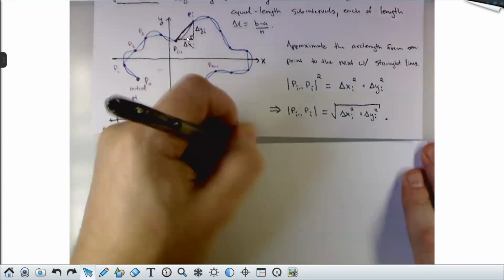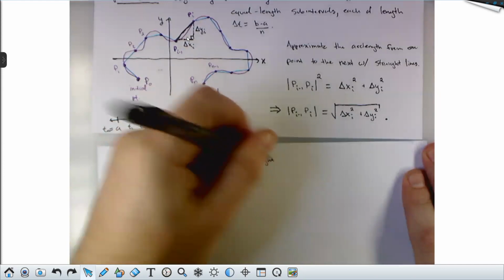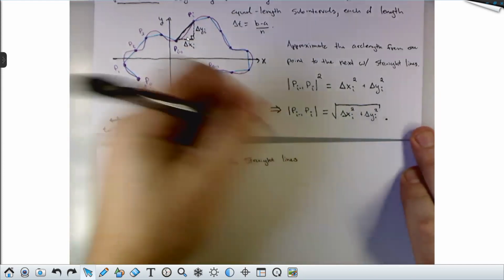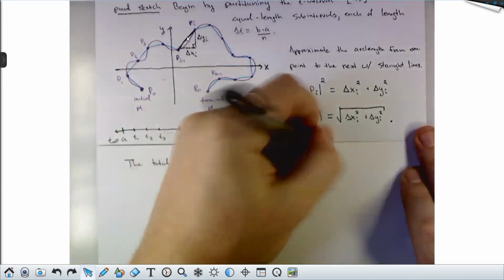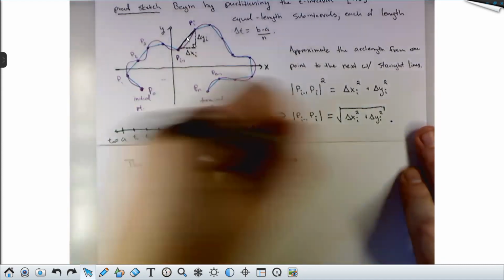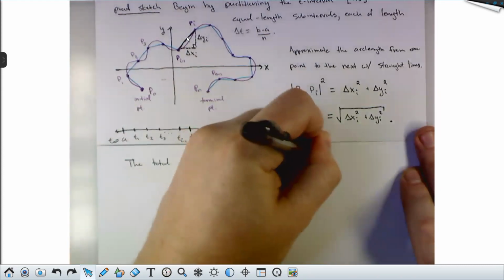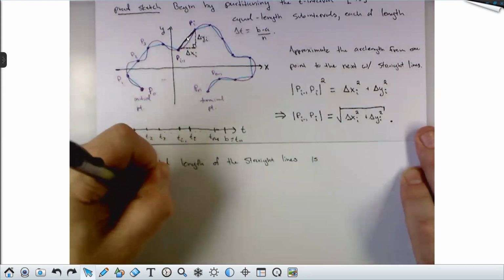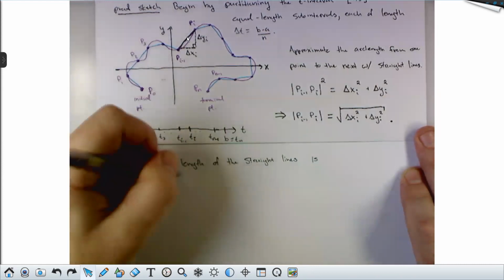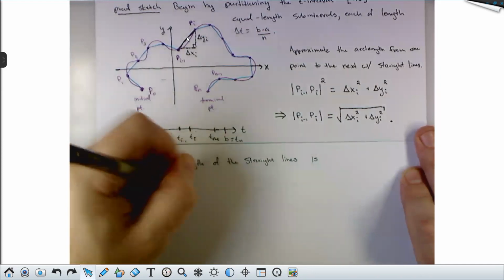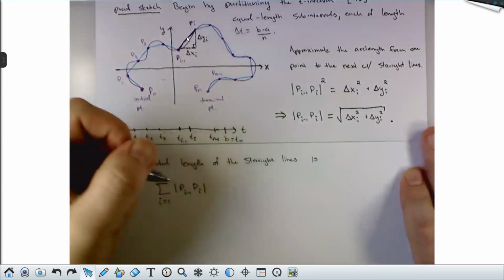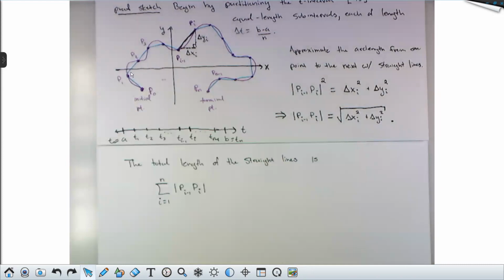of the straight lines, which is approximately L, the total distance of the straight lines, is the sum from i equals 1 to n of the distance from p_{i-1} to p_i. So when i is 1, that gives you this distance. When i is 2, that gives you this distance. When i is 3, that gives you this distance. When i is 4, it gives you this distance. If you add all of those up, you get the length of the blue straight lines.